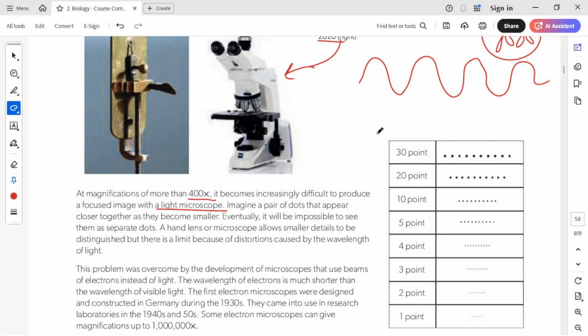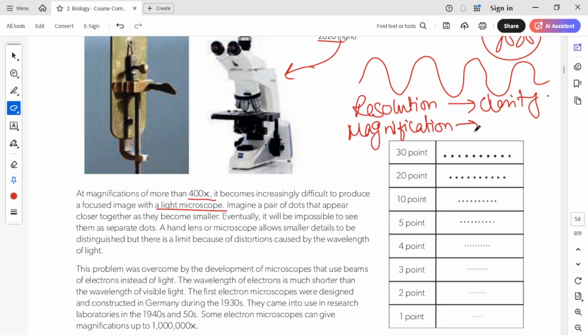So the resolution is clarity. There are two things that you will study in microscopy. One is resolution, which is connected with the clarity. And the second thing is magnification. Magnification is related to the size, how many times you're increasing the size of the object.